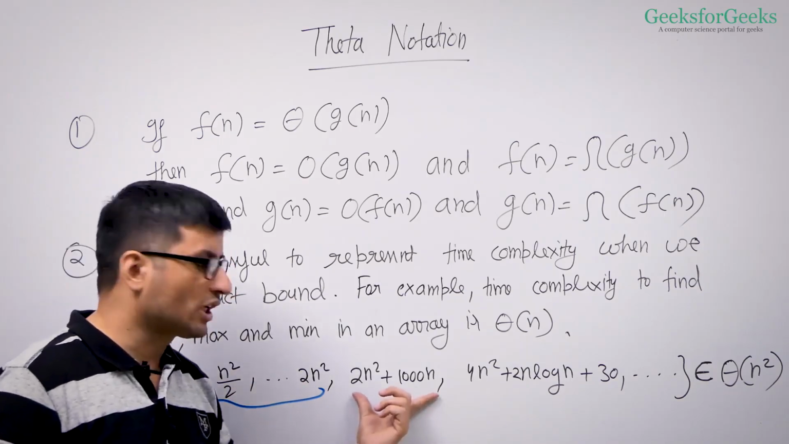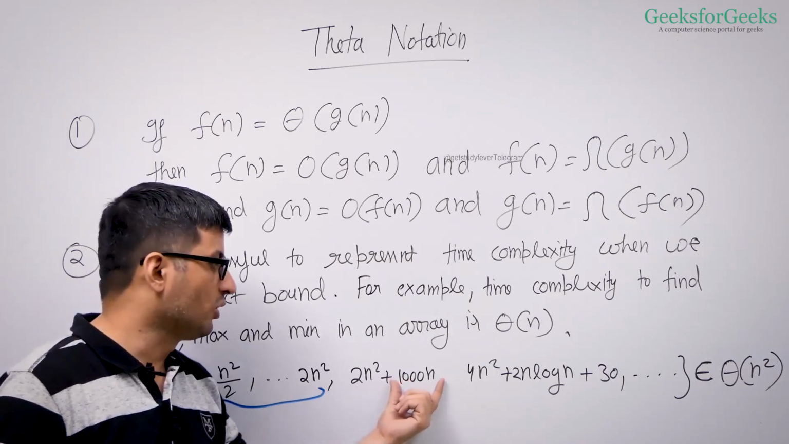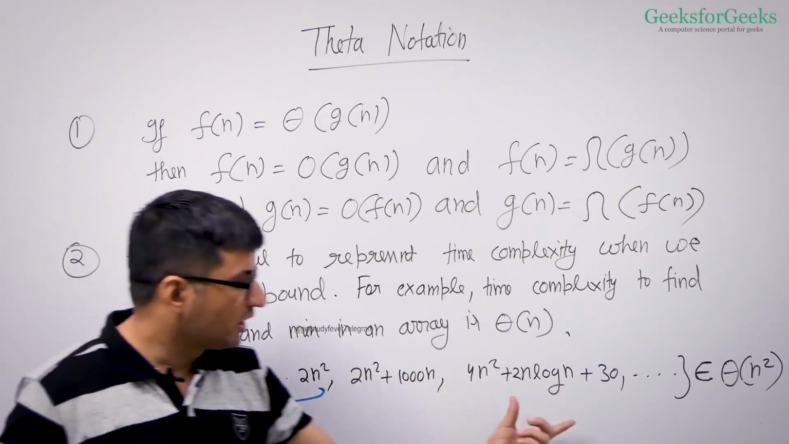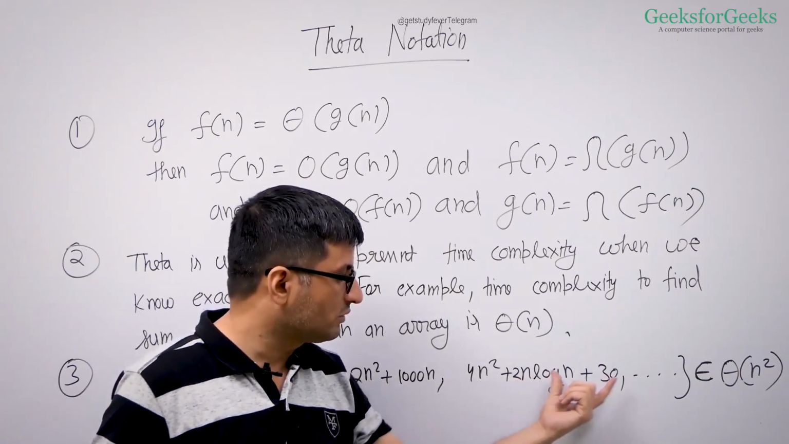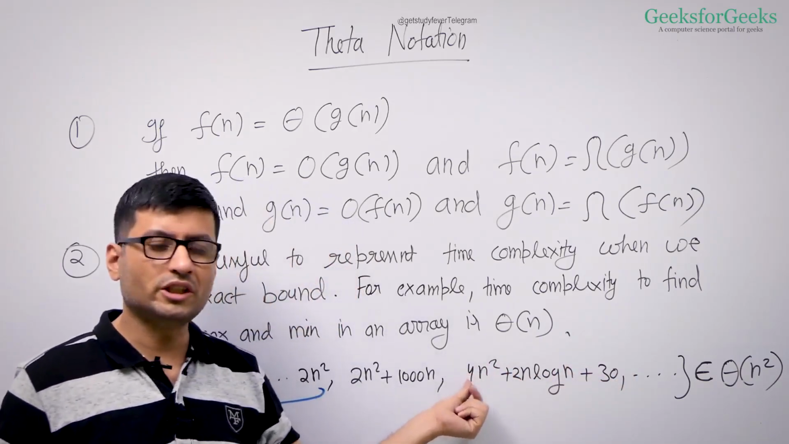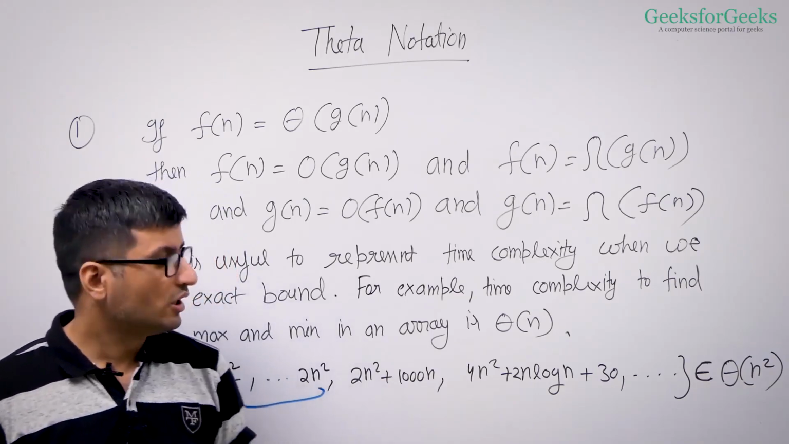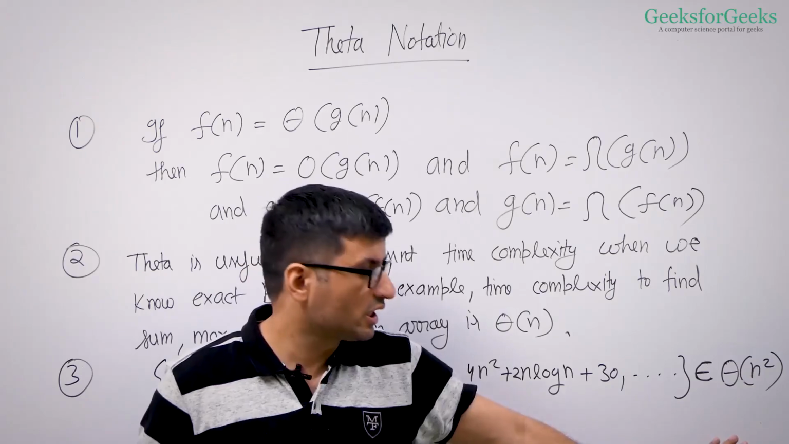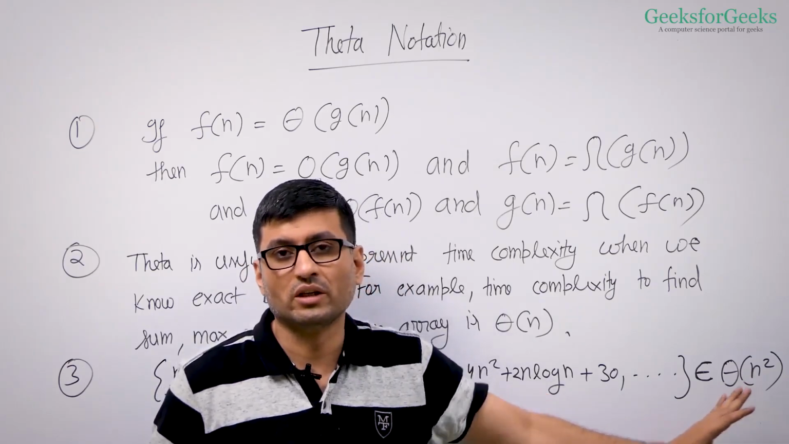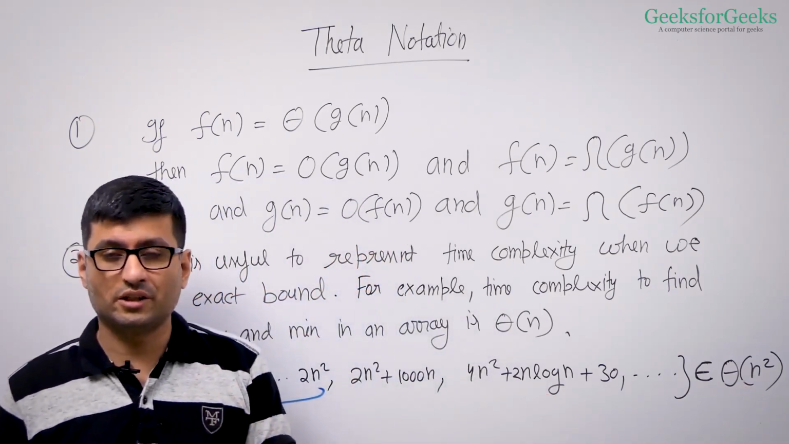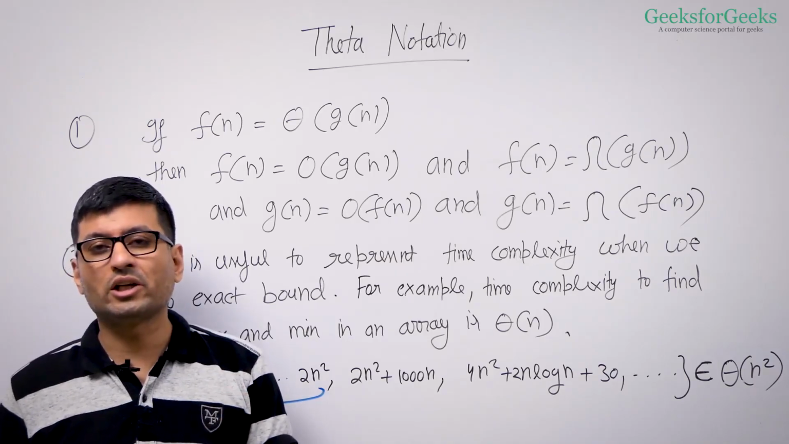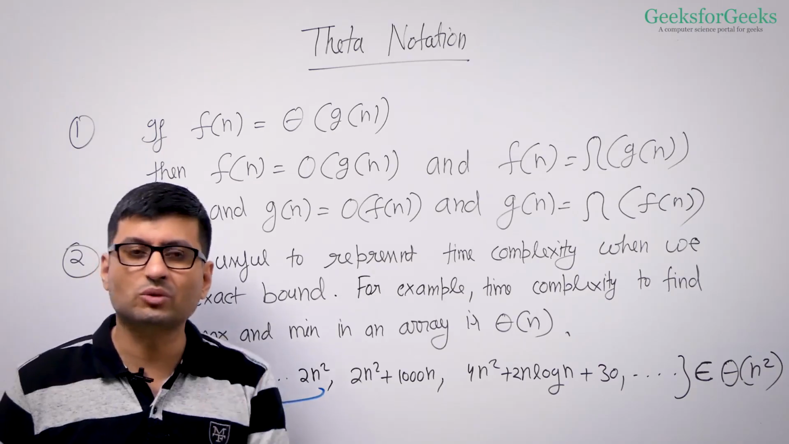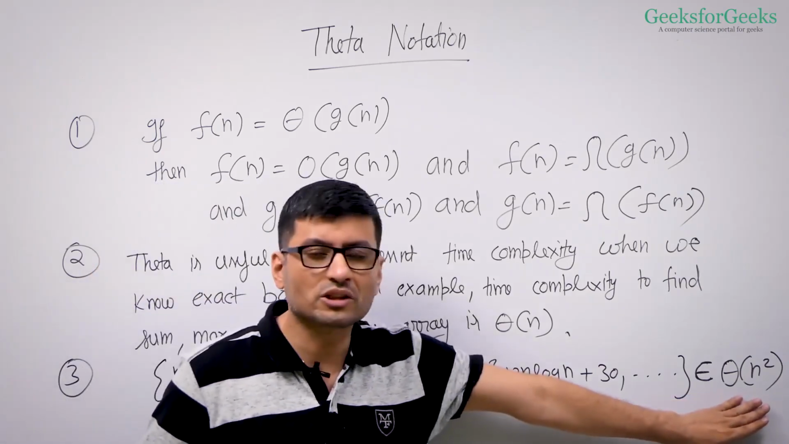2n square plus 1010 is also fine, because you can ignore the lower order terms. You ignore the constant, you get the order of growth as n square. Similarly here, you can ignore the lower order terms, you can ignore the constant, and you get the order of growth as n square. So all of these things have the order of growth n square, and they are covered in theta n square. But we cannot put any other function whose leading term is not n square, right? The order of growth of that function has to be n square. Only then the function is theta n square.